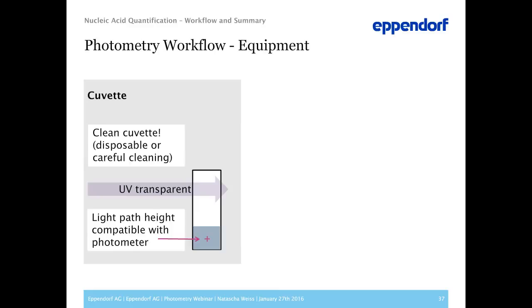A cuvette which is used for photometric measurements has to be clean and intact. Generally, this is given for disposable cuvettes, but when using quartz cuvettes, take care to clean them carefully and check on a regular basis for scratches. For measuring nucleic acids, UV transparency is of course a prerequisite, but also make sure that the light path height corresponds with the light beam height of the photometer.